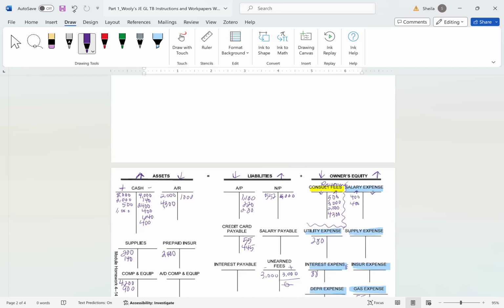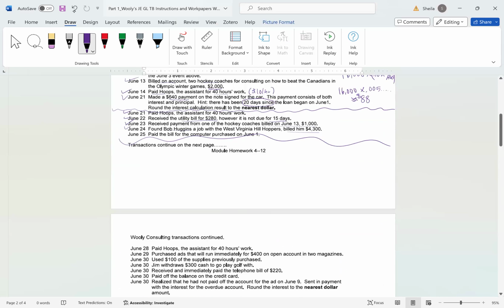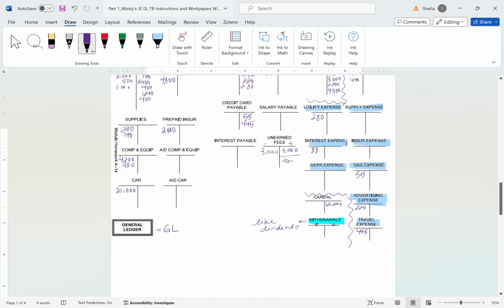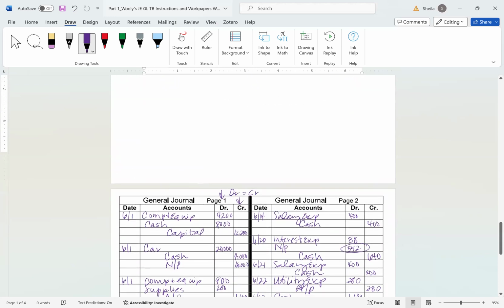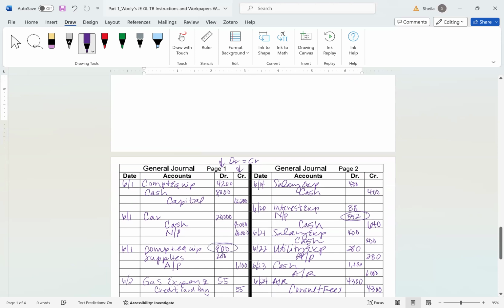And then the last transaction before we go to the last page, June 25th, paid the bill for the computer purchased on June 1. So if we look at that June 1 journal entry, the computer was right here, $900. We're paying for that. That went to AP. So we're only debiting AP for the 900 and crediting cash.